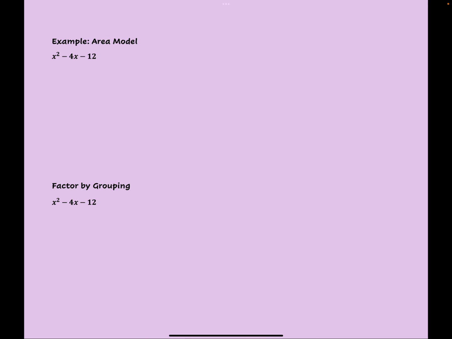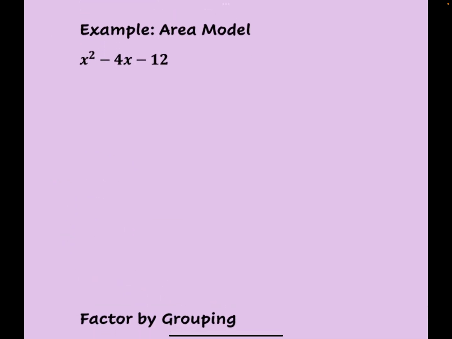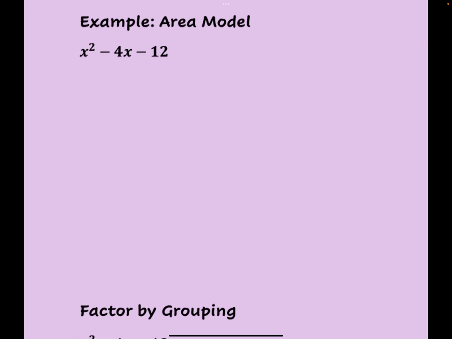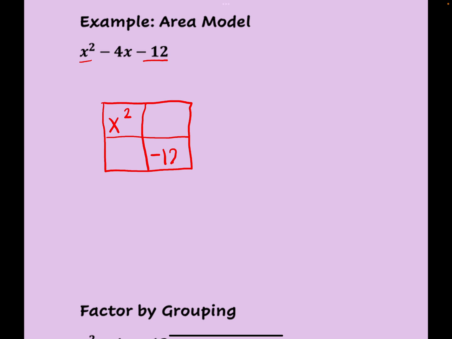All right, so to factor this very first one using the area model, here's what I'm going to do. It's 3 terms, so I'm going to go ahead and make 4 boxes. Now, when I make my 4 boxes, the first term, the x squared term, is going to go in the top left. The constant term, negative 12, is going to go in the bottom right. Now, these other 2 boxes have to be 2 values that add up to give me negative 4x. Okay, so they're both going to have an x in there.